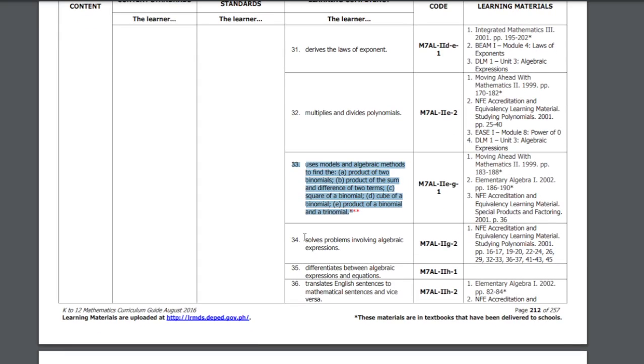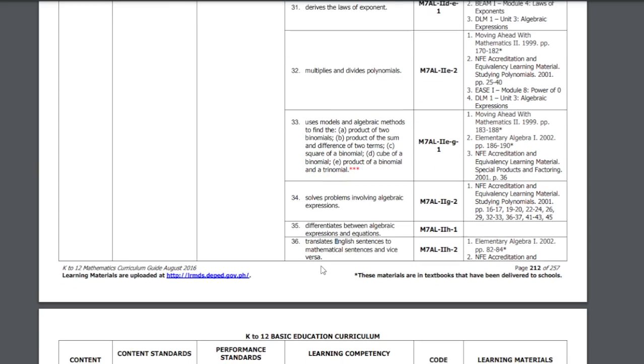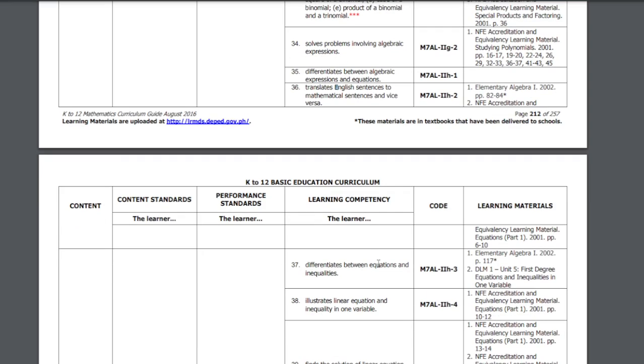And of course, we're going to solve problems involving algebraic expressions. Then we're going to differentiate between algebraic expressions and equations. So, new topic: translate English sentences to mathematical sentences and vice versa. Then differentiate between equation and inequality. Usually when you go to higher levels, when we talk about equations, for sure later on we'll talk about inequality. And inequalities are a bit tricky, but I'll help with it.